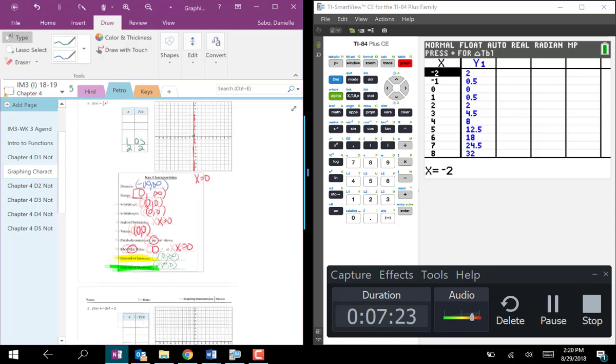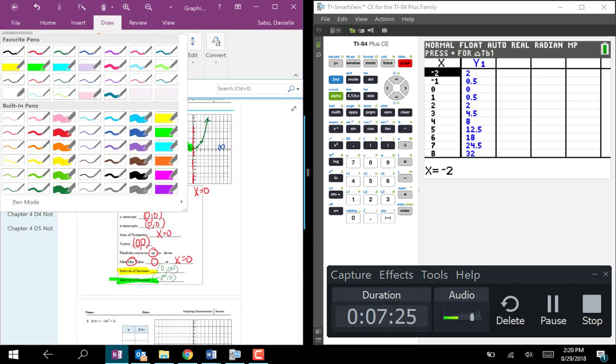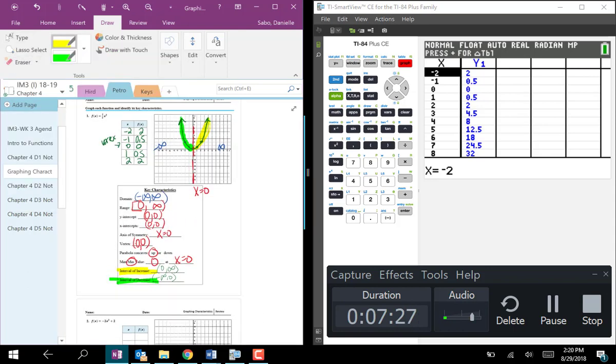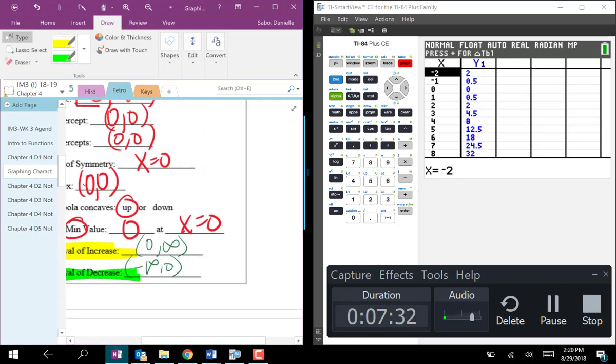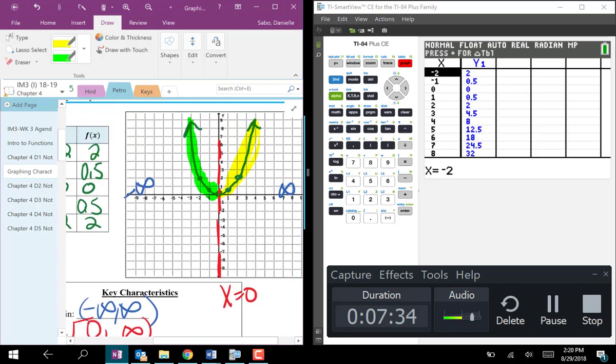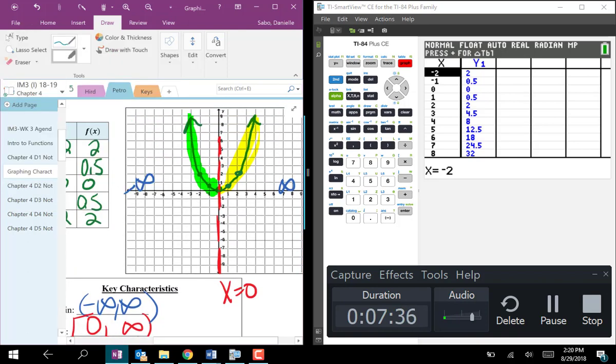I'm going to draw something out for you. Well, first let me highlight this piece. It's negative infinity to 0 for decrease. Sometimes when you look at these y values, it confuses you. If I were to look here, from negative infinity to this 0 point is where it cuts it off. Negative infinity to 0, and then 0 to infinity would be increase. So that's decrease, increase.